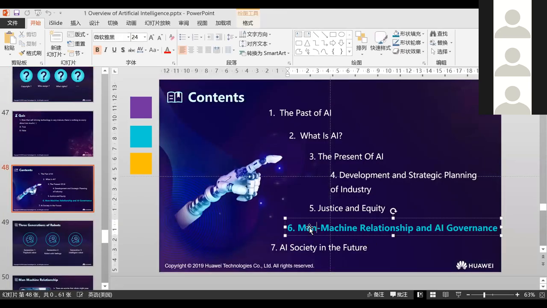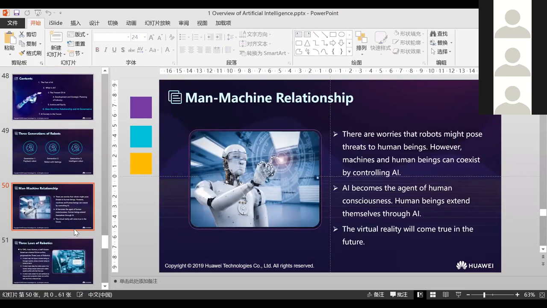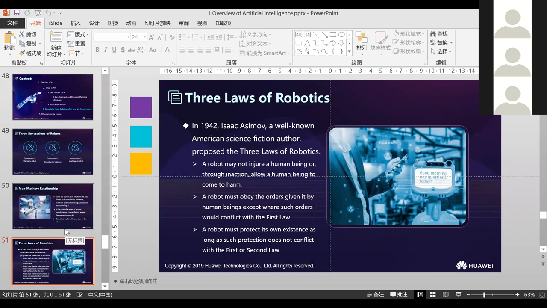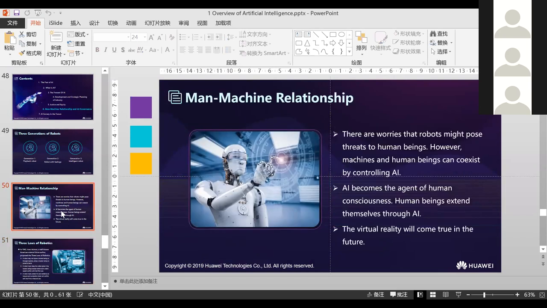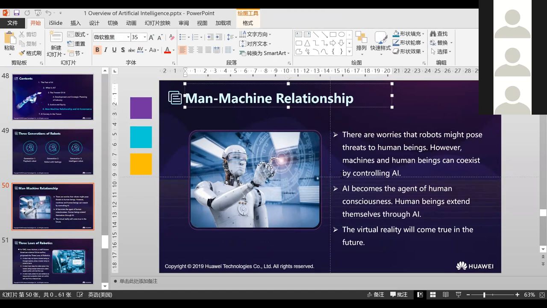That is the fifth section, and the sixth section is about the relationship between man and machines. We can see a lot of movies talking about man-machine relationships. This kind of relationship is not our focus now; AI is still in an initial stage, so we will not worry about it. But when AI comes to strong AI, we need to worry about the man-machine relationship.